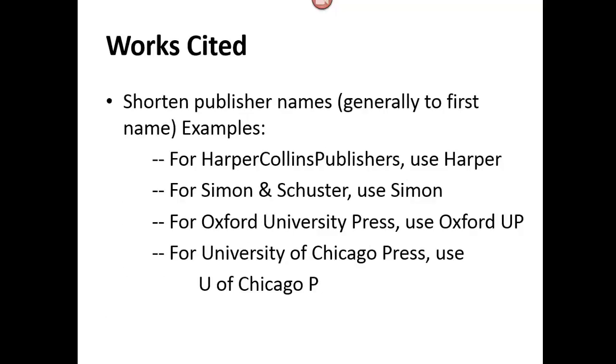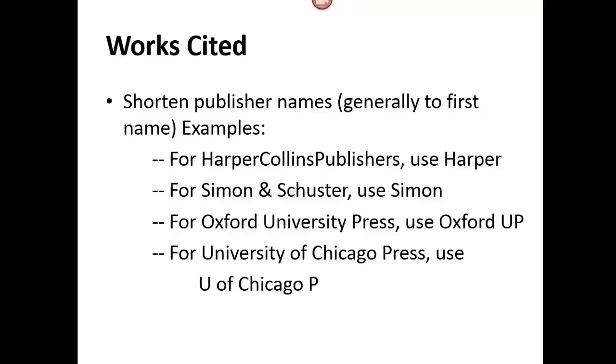And just a little bit more information about works cited. Publisher names also go in there for books, for example, and generally we want to shorten those to just the first part of that publisher name. For example, there's really no need to use HarperCollins Publishers. It's a bit long, and again, the most important part here is Harper. And most of the time the reader is going to know that's the whole publisher name.